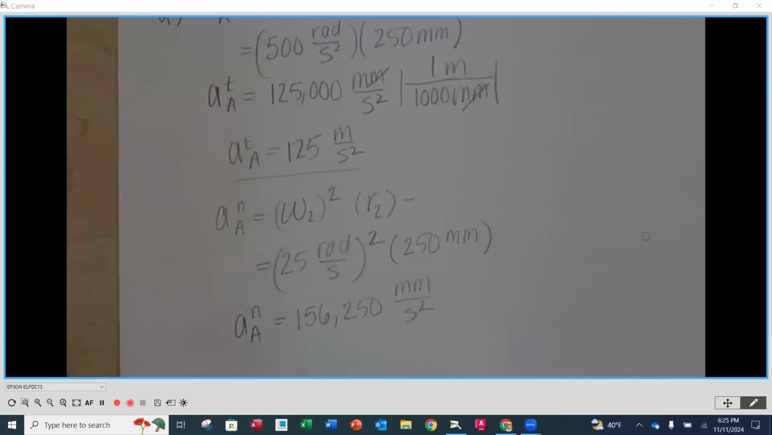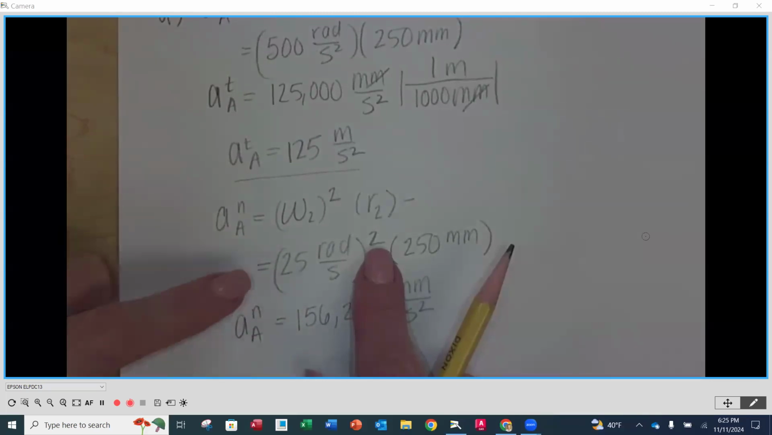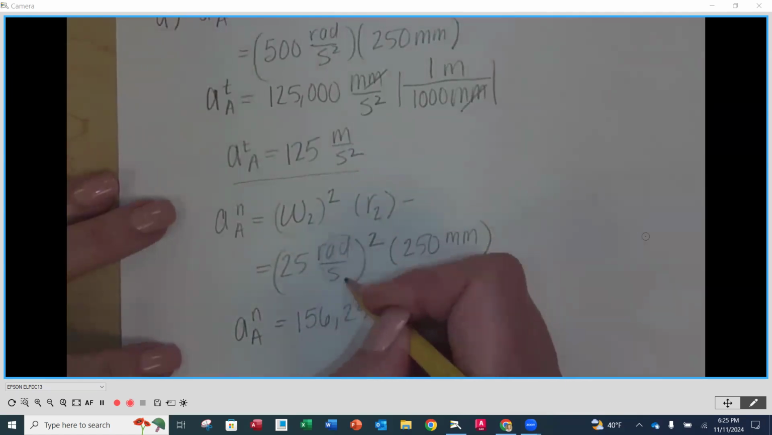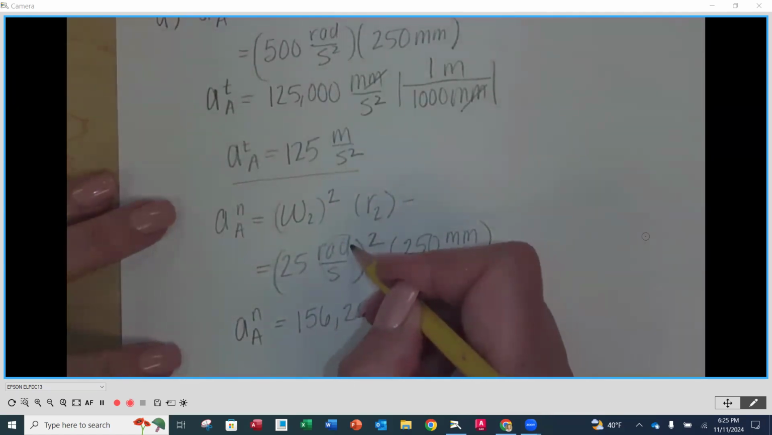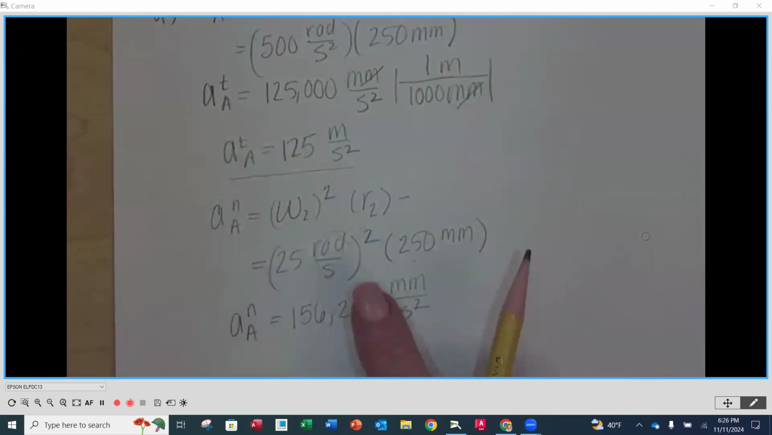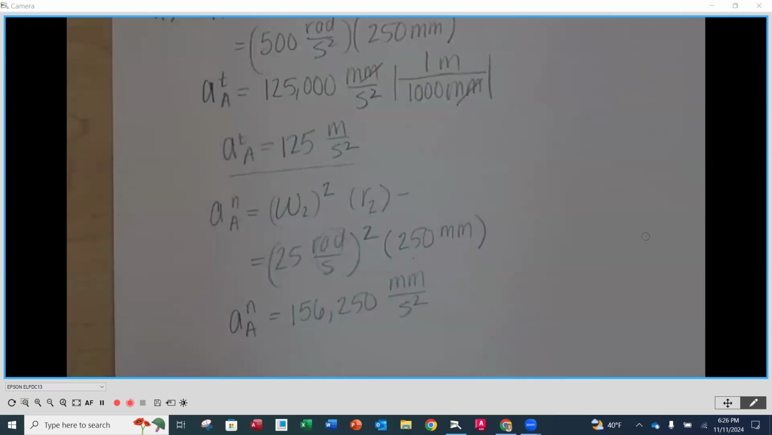Okay. Now, this is where you have to be sure that you square the 25 because that comes out to be like 625. Then you multiply that by 250. What also happens is the units underneath here square. So it's going to be radians squared over seconds squared. When we take radians squared times millimeters, what do we get? Just millimeters, but it's per second squared. So that's where the per second squared comes in. And that's consistent with the type of units that we would be expecting.